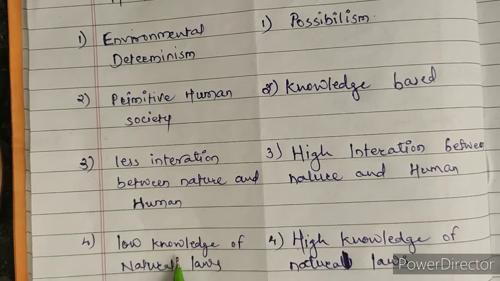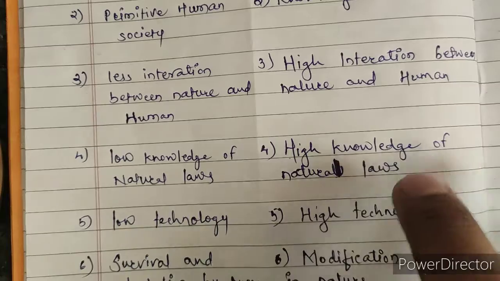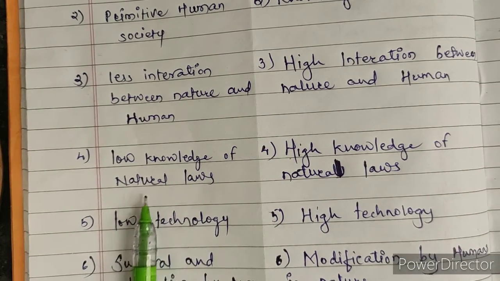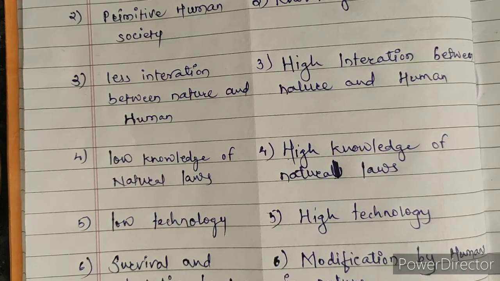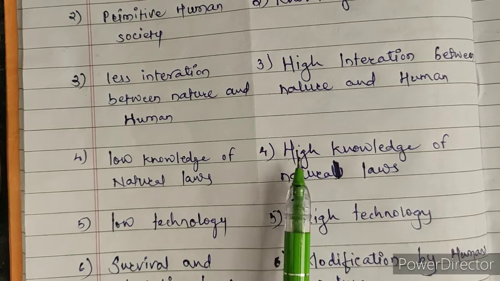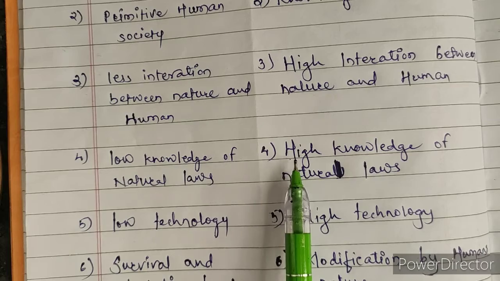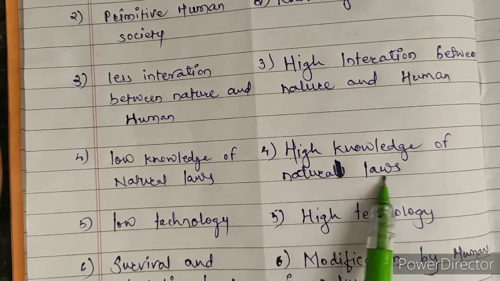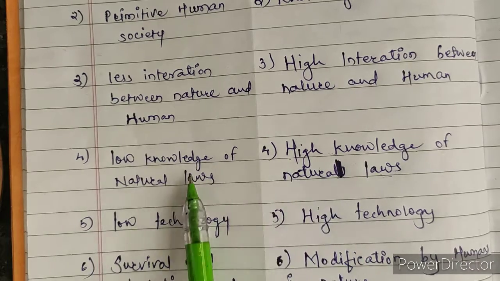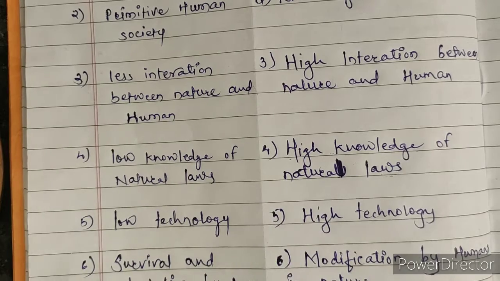Then next is knowledge of natural laws. In that first concept, in naturalization of human, we had very low knowledge of natural laws. That's why we were dependent on nature. But in possibilism, in humanization of nature, we acquired a lot of knowledge, high knowledge of natural laws, and according to that knowledge we modified nature. Again there is a contrast between two situations. That's why we have to study one middle path that we will see.